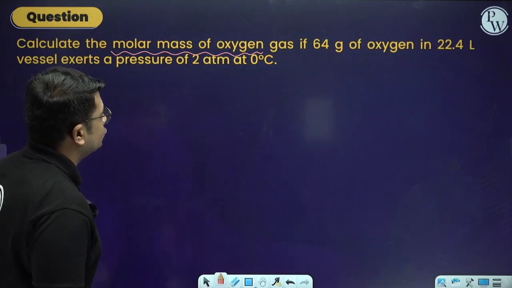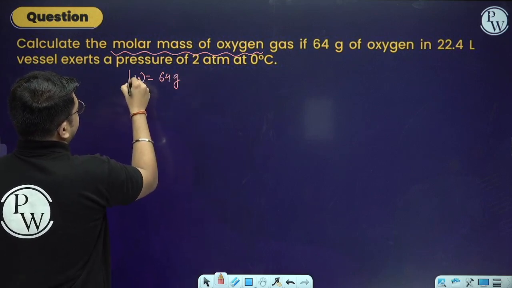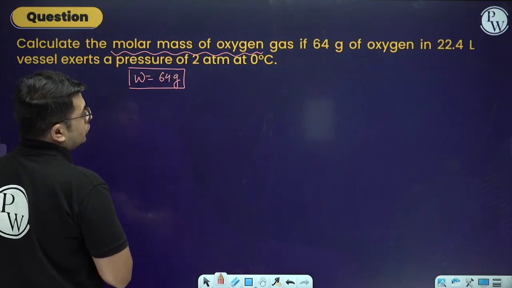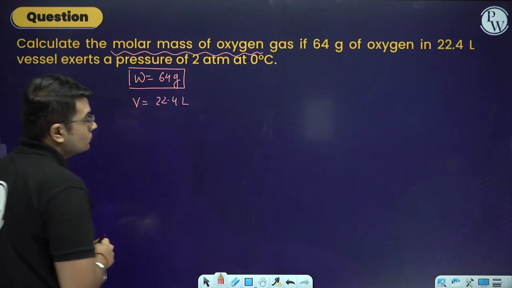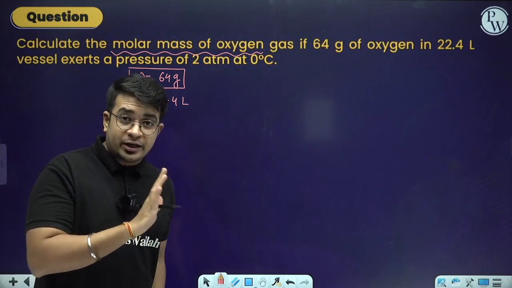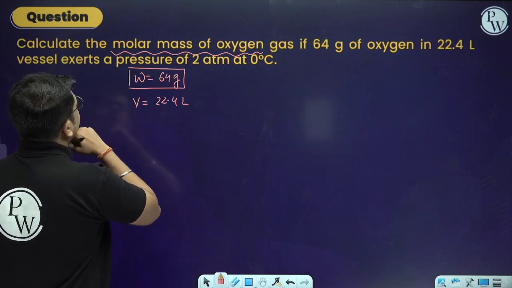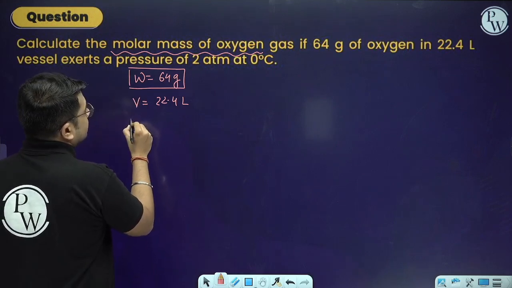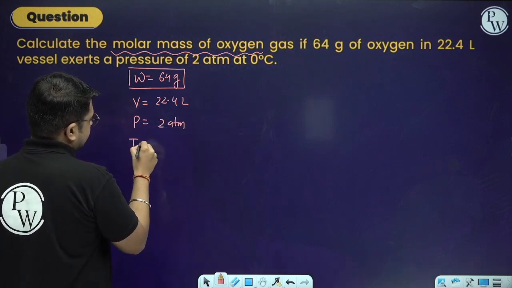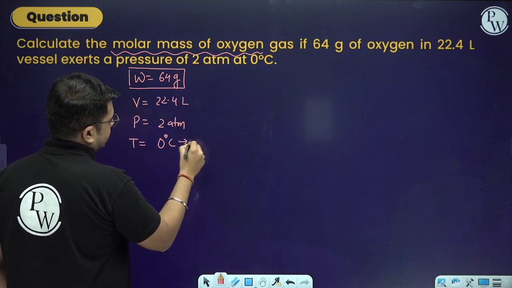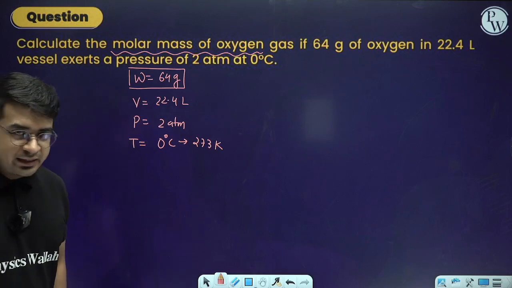But in that case, one thing is missing. You know that W of the sample is 64 grams. It is given in the question. You know that the volume is also given, which is 22.4 liters, not at STP, definitely. We can say that the pressure in this case is 2 atm, and the temperature is 0 degree Celsius, or I can say 273 Kelvin. So this is the data given to us.